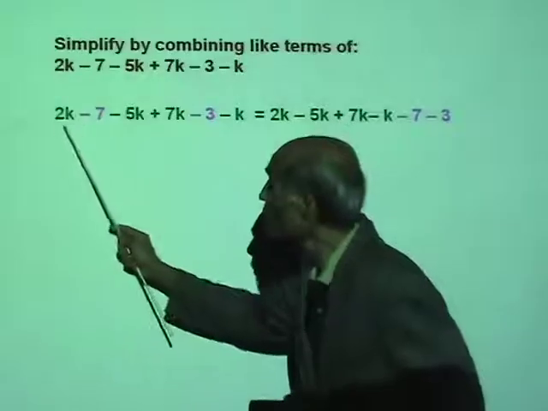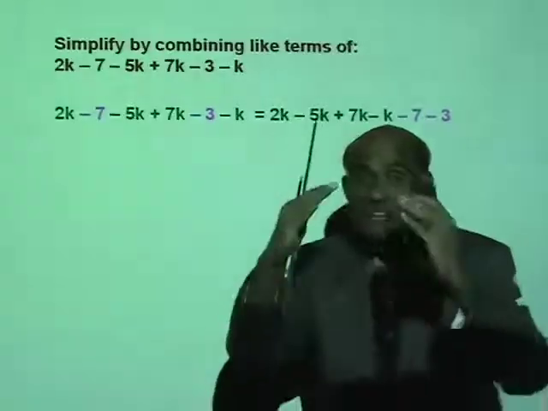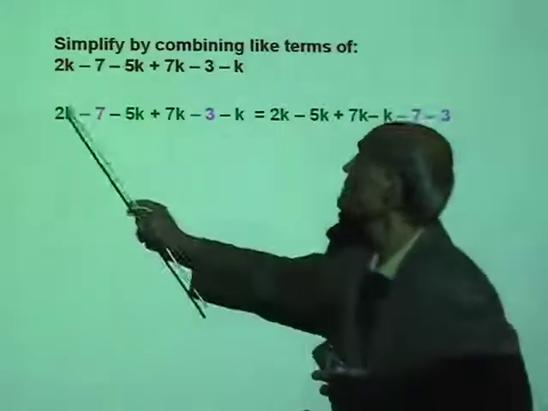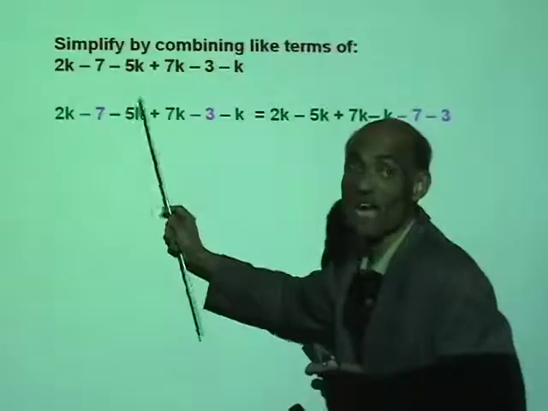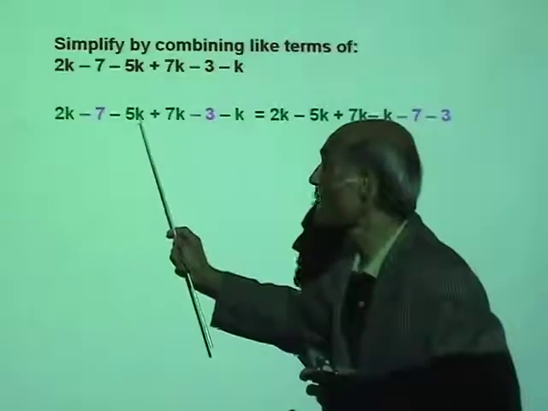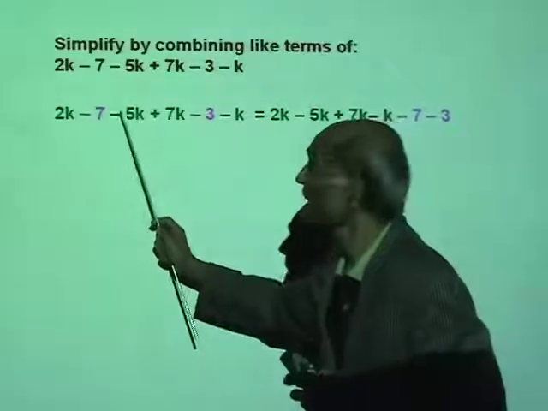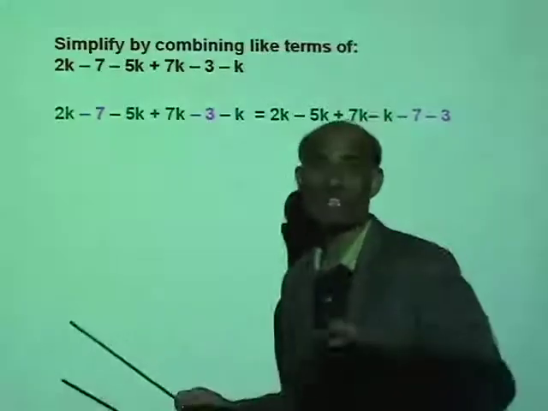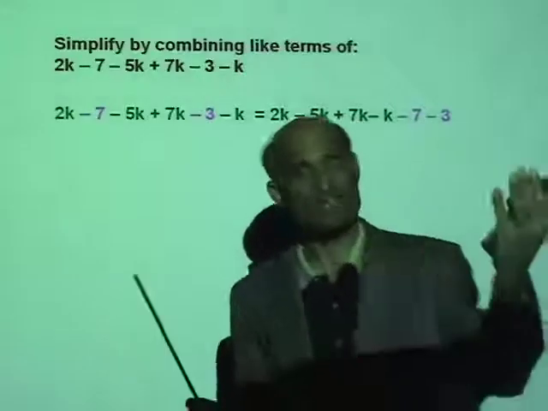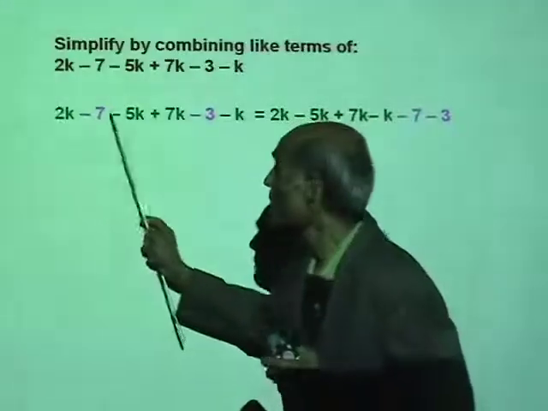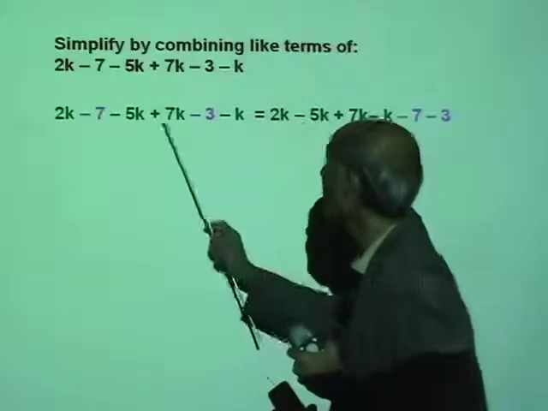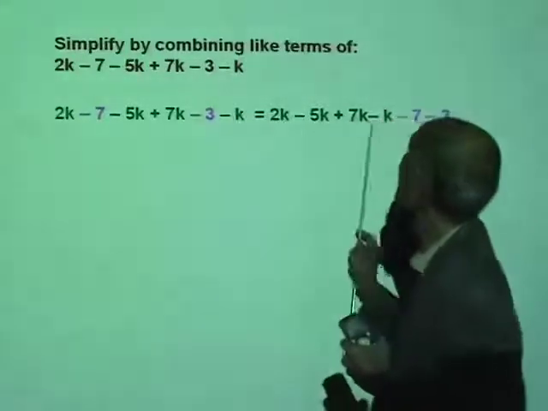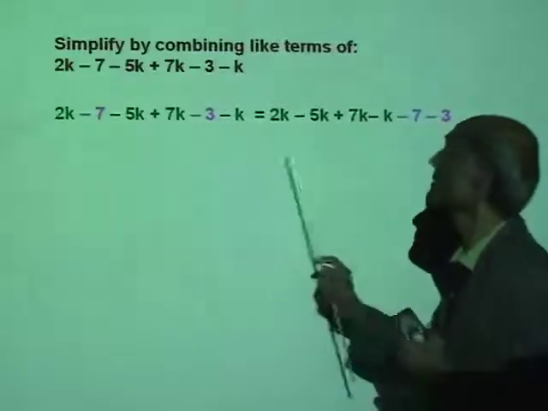I have written all the k's together. I associate all the terms in k together. That will be 2k. Now what's the sign? The sign of a term is the sign that is immediately to the left of that. 2k, if there is no sign, it means it is positive. So 2k is positive, minus 5k, plus 7k, minus k, there I have them all together.